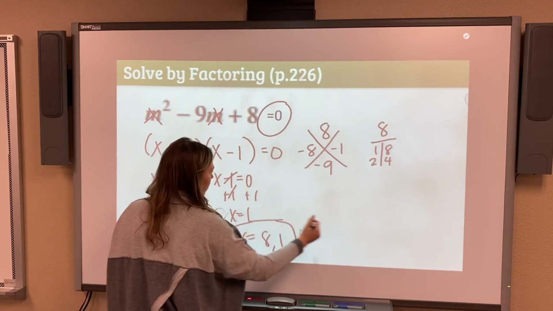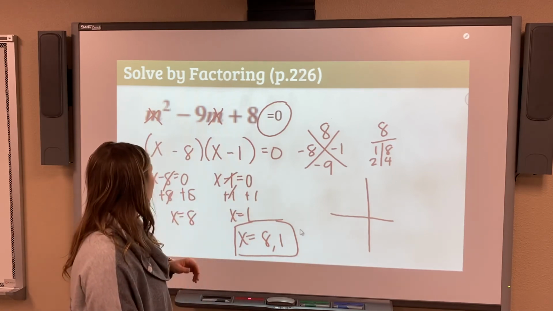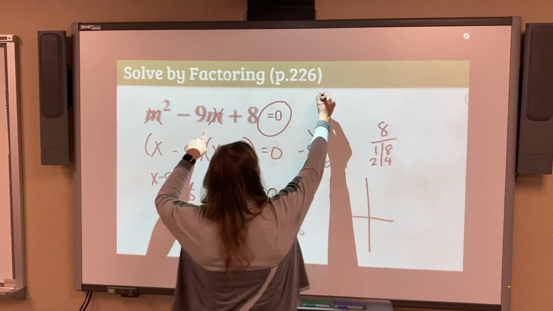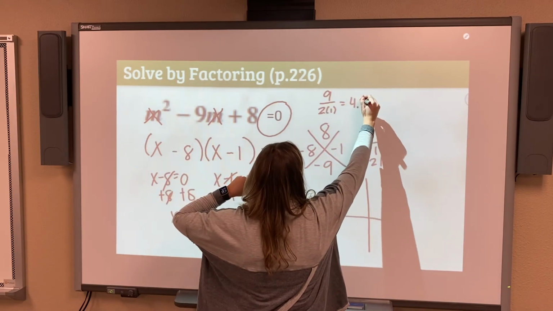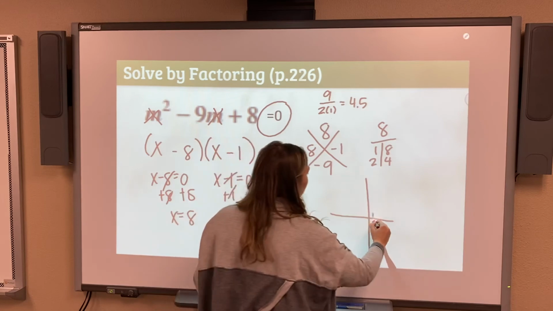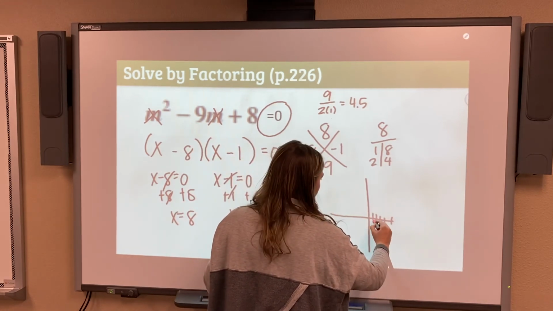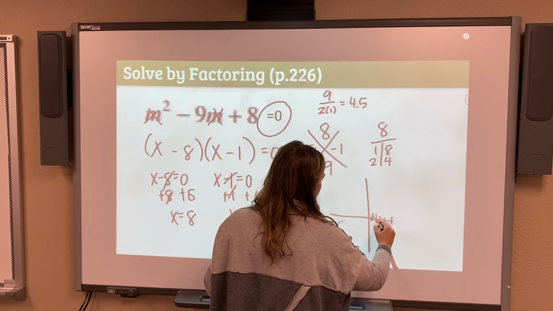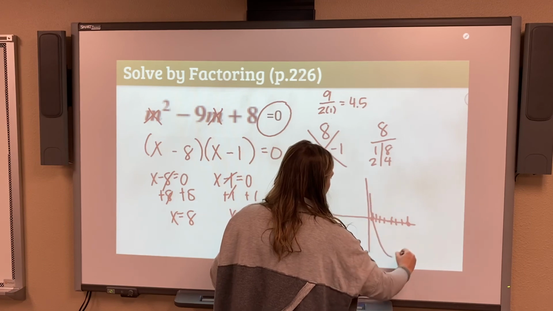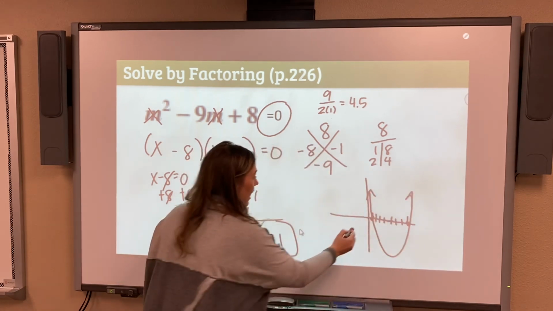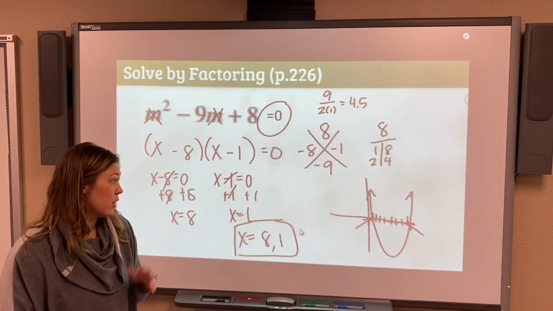If we graphed our parabola, we know since a is positive, it's a 1, it's going to open up. And we know our vertex is at positive 9 over 2 times 1, so that would be 4.5. Then we can plug that in. So it'll be roughly at 4.5, and it'll be down there. And then at 1, and 2, 3, 4, 5, 6, 7, 8. So our parabola would look roughly like that. But here at 1 and here at 8 is where it crosses the x-axis, and those are your solutions.